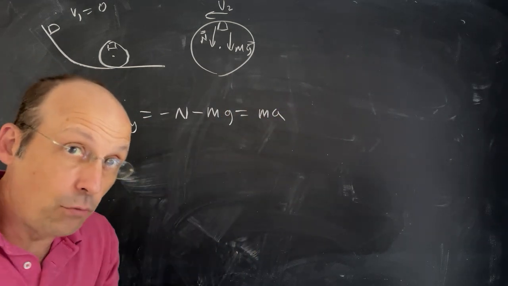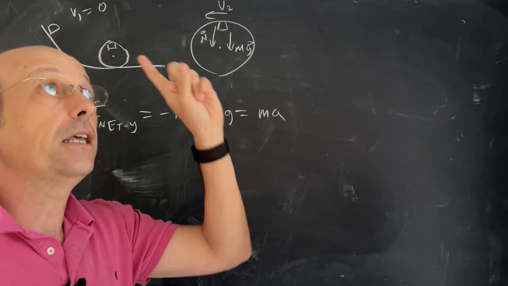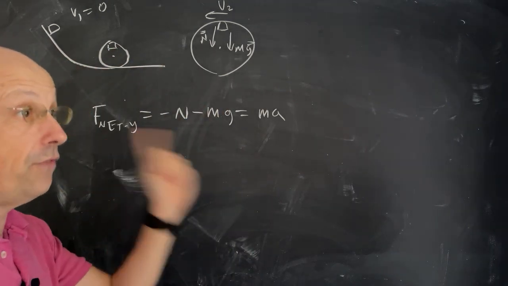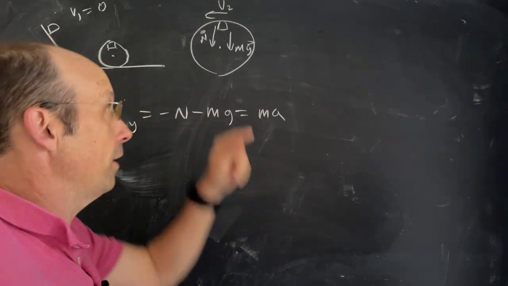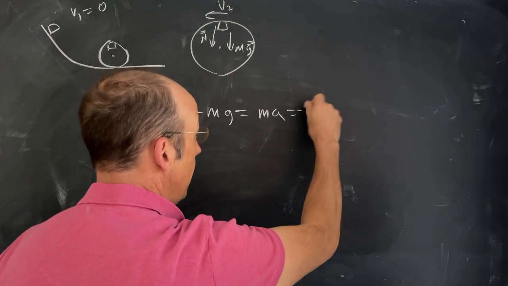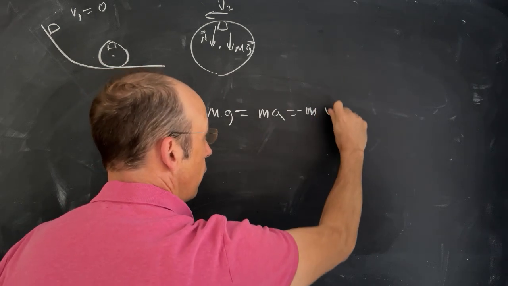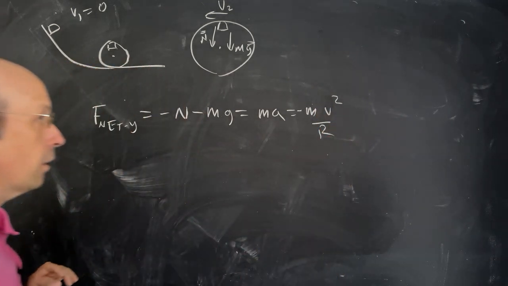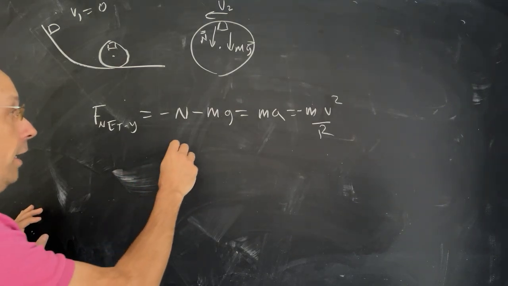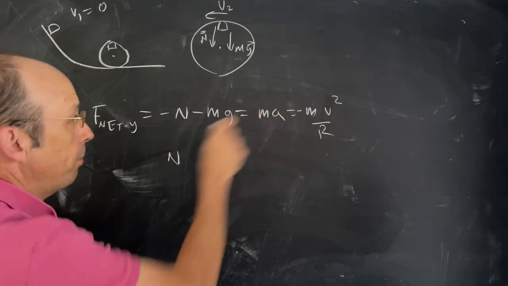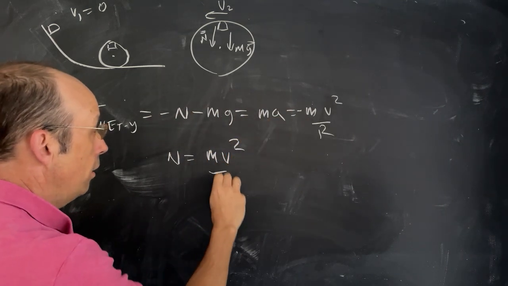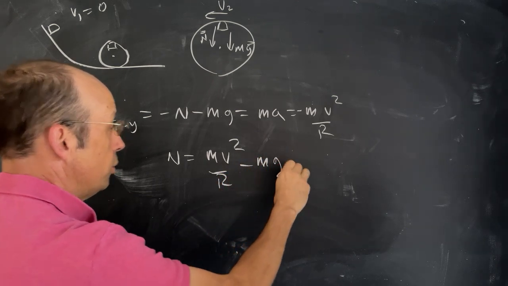Now, the object is moving in a circle. So remember that the circular acceleration, the centripetal acceleration, is v squared over r, but it's towards the center of the circle, so it's pointing down. So I can write this as negative m v squared over r. Now, I'm going to solve this for N. I multiply everything by a negative sign. N is going to be equal to m v squared over r minus mg.